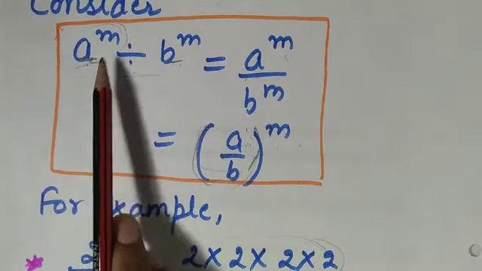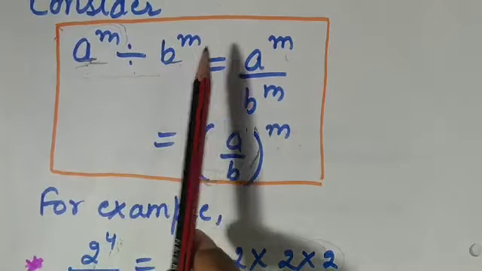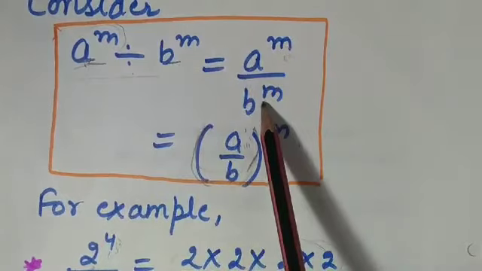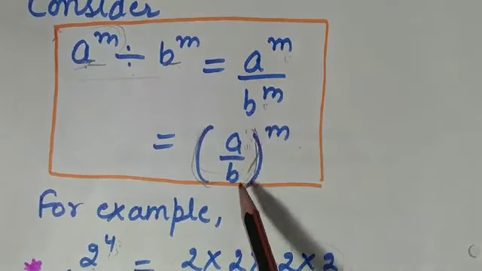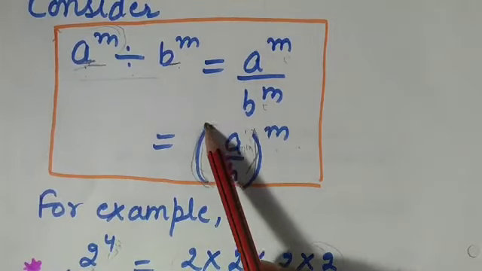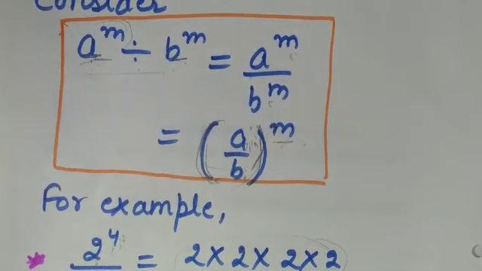So this is the fifth law. What it says: a raised to the power m divided by b raised to the power m is the same as a divided by b, whole raised to the power m. Now the power will be put on the whole division. This is your 5th law.